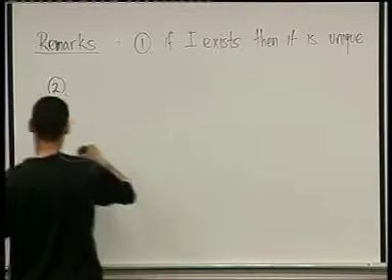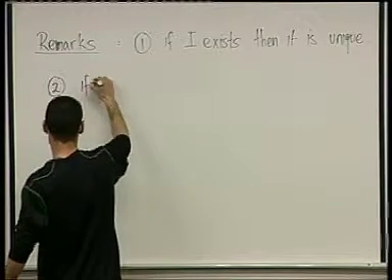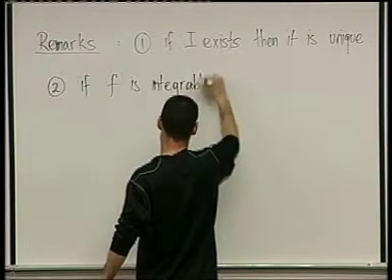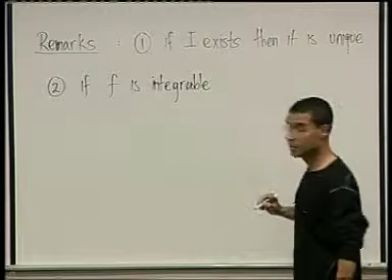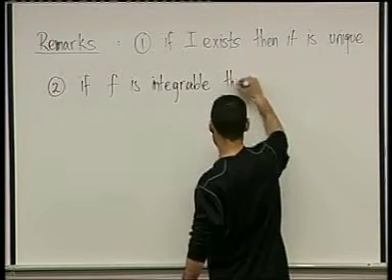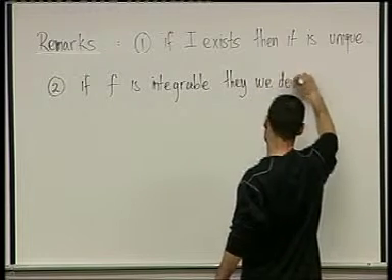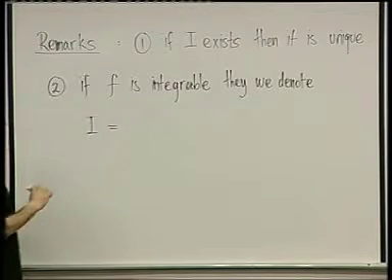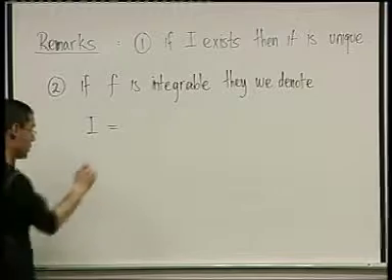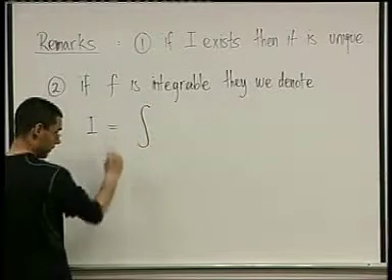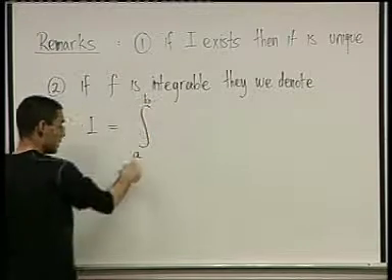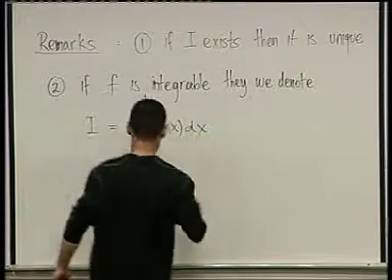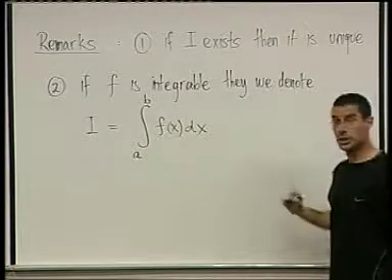Remark number two. If f is Riemann integrable, saying if I exists, if this is the case, then we denote the integral, and say goodbye to I, because now we're going to have a new notation. It's going to be a snake. There are going to be a and b, a down here and b up here, and then there's going to be f of x dx. This is the notation we're going to use.